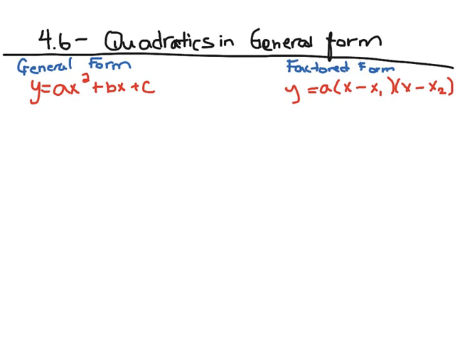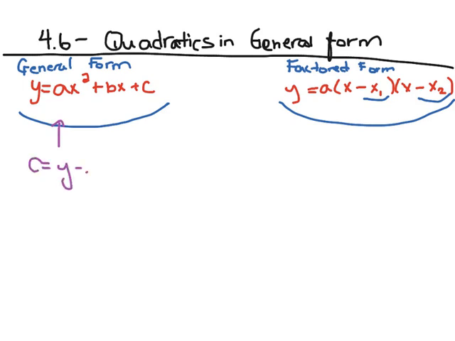Analyzing quadratics in general form. So general form is this, y equals ax squared plus bx plus c, and this is factored form, which just means that your a is a factor that you've taken out of everything, and you've got x1 and x2 as your factors. It's important to remember too, when you have it like this, c is equal to your y-intercept.